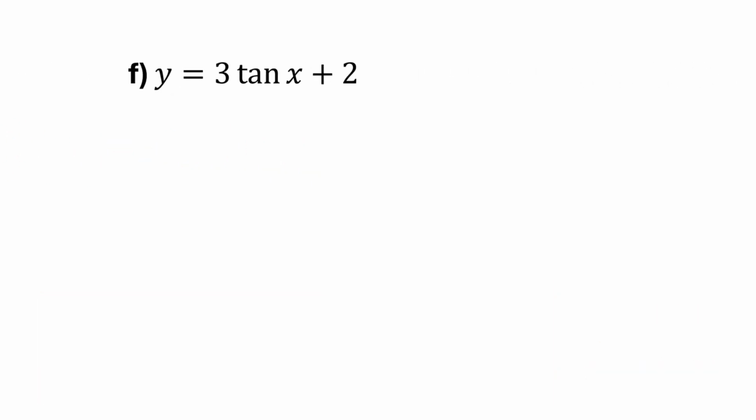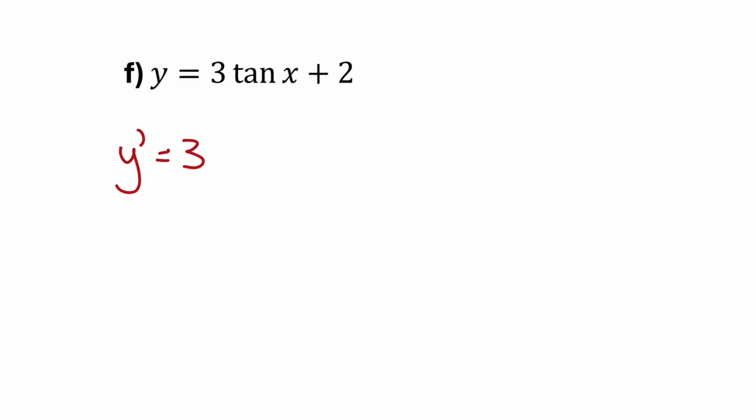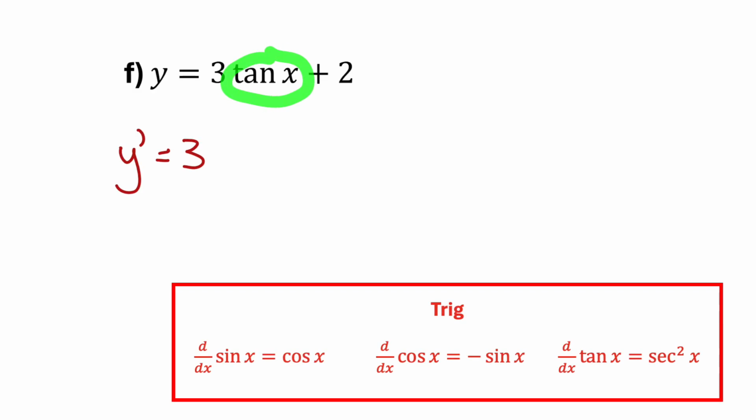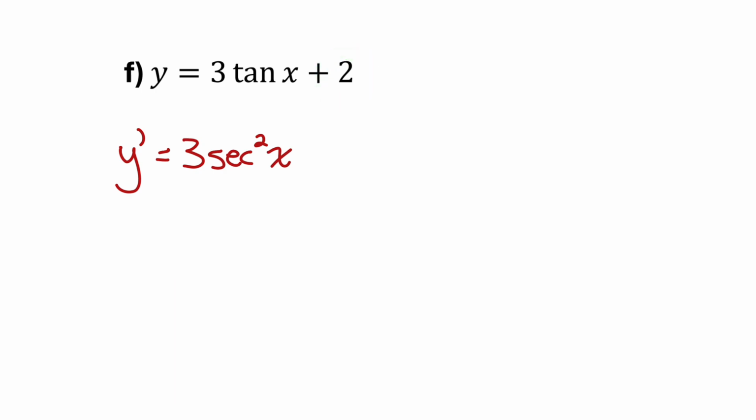Moving on to part F, we now have a trig function. We now have tan x. That tan x is being multiplied by a constant factor of 3. So when doing the derivative, we can leave that constant factor of 3 and multiply that by the derivative of tan x. And the derivative of tan x is secant squared of x. And then plus the derivative of 2, and the derivative of 2 is just 0. So that's it for f.